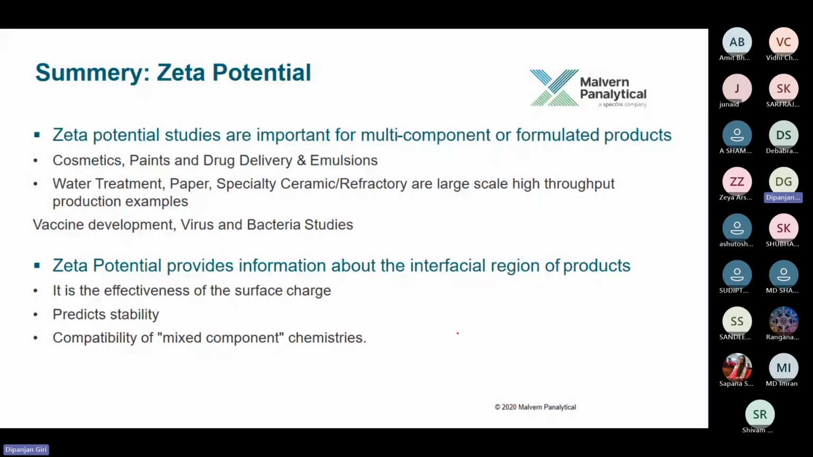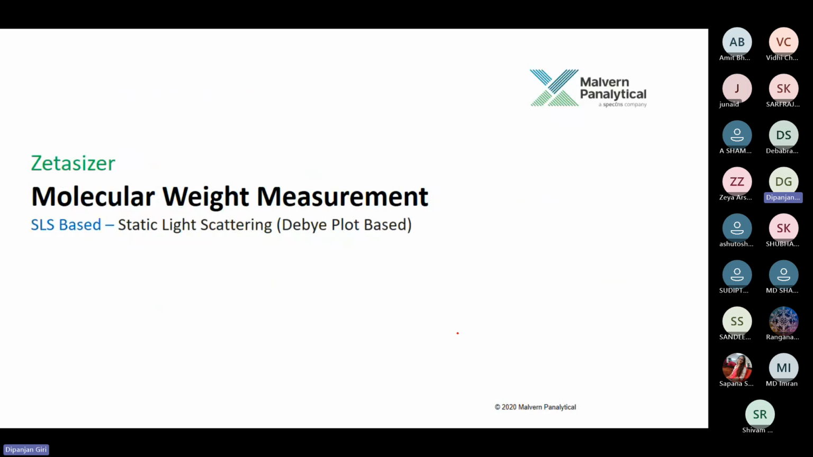The zeta potential provides information about the interfacial region of the product. It shows the effectiveness of the surface charge, predicts the stability, and the compatibility for the mixed component chemistry, emulsions or other formulation products. So this is all about zeta potential and the size and other key acronyms, whatever I told, the means, MATLAB, FSR in three parts.